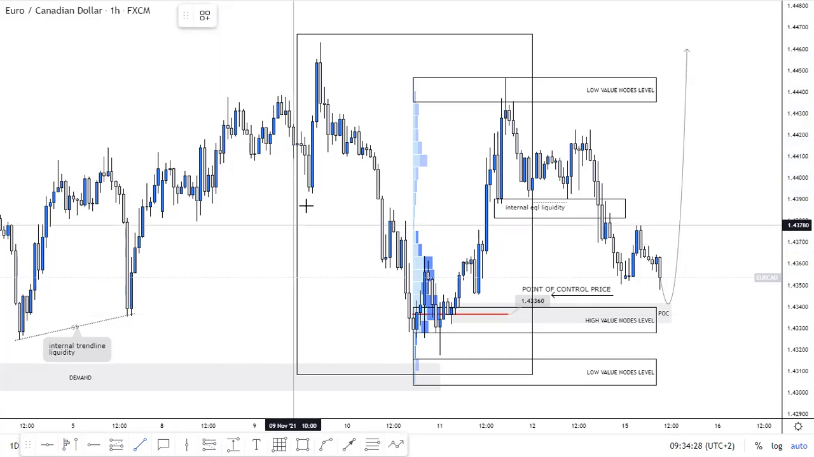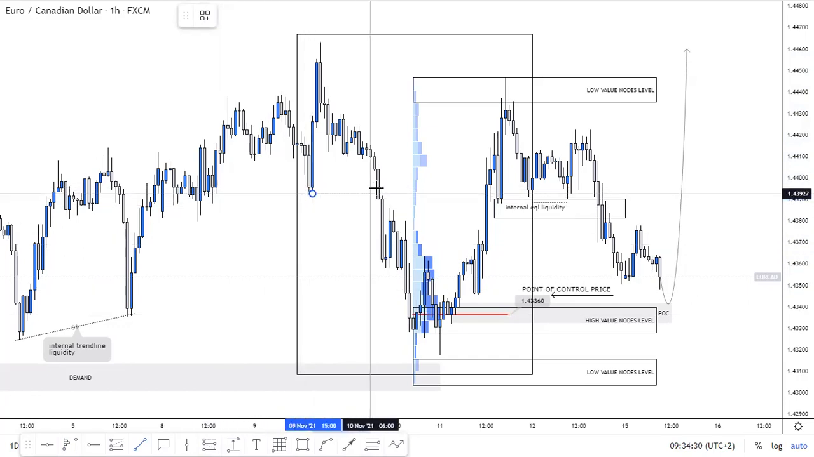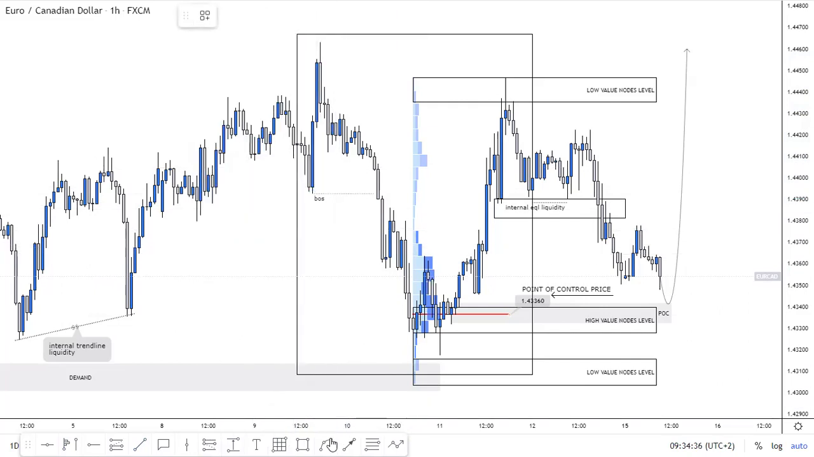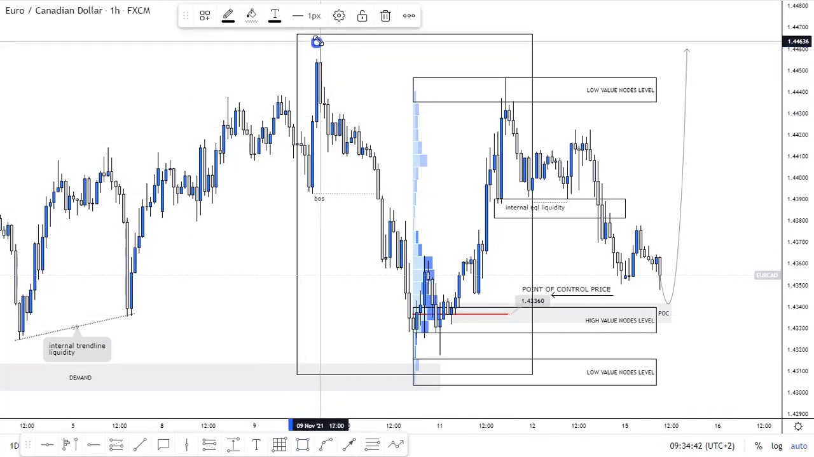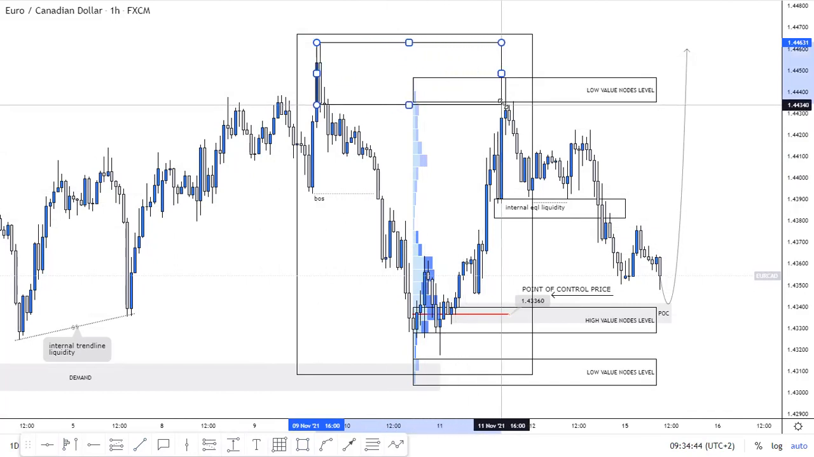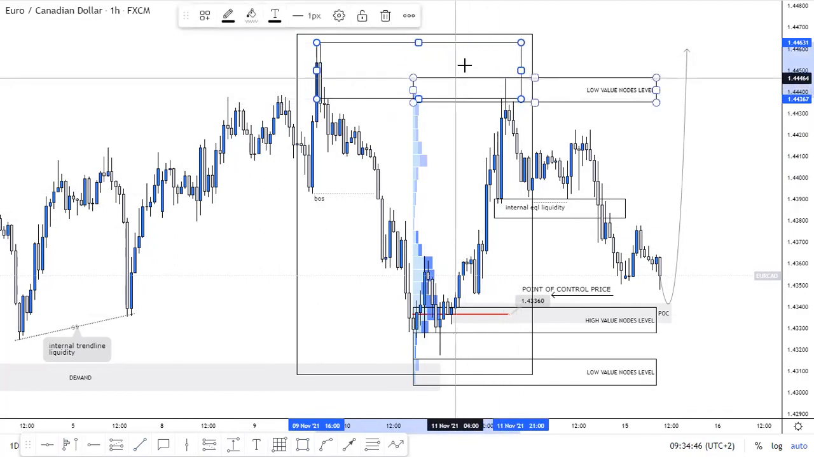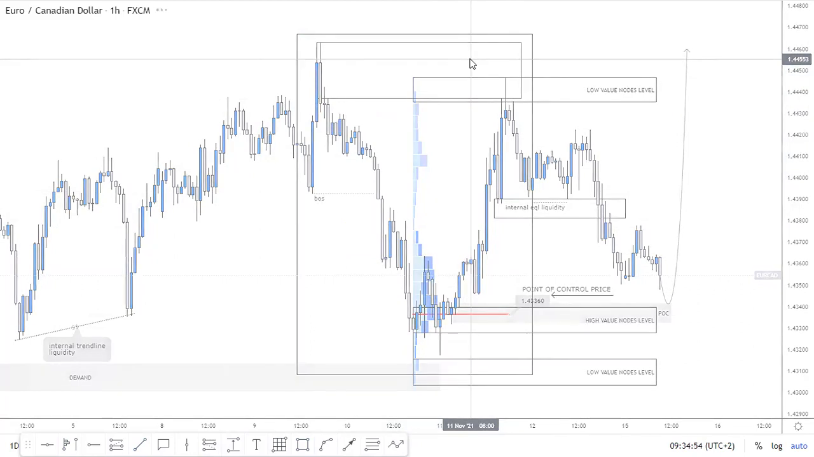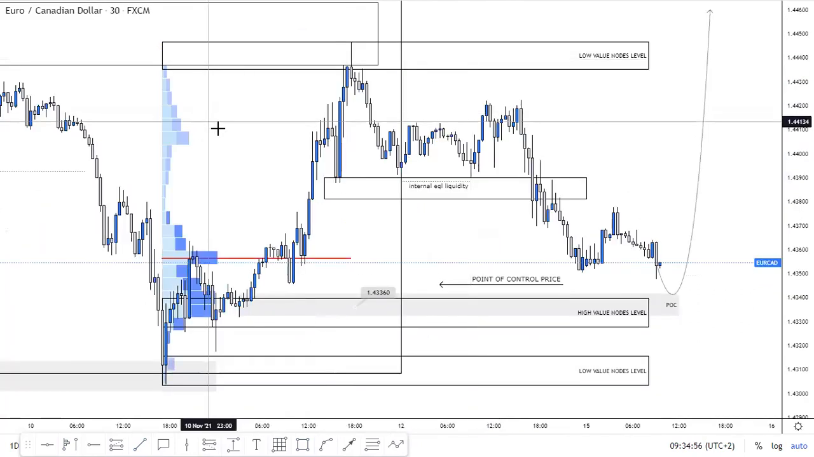If we're going to use a different type of analysis method, break of structure to the downside, and then here in between, I don't know, in between this area we are going to find a proper point of interest. Okay, let's just say we go to the 3 minutes time frame.